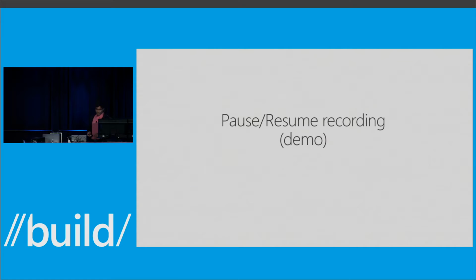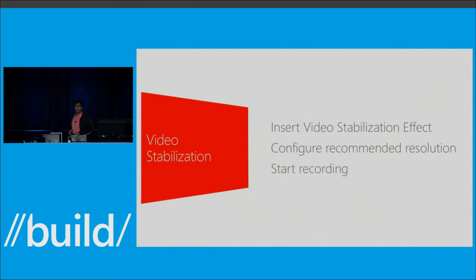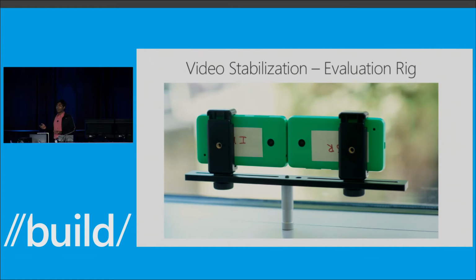OK. So now let's move to another feature that is more powerful than the features that we have seen so far. It's video stabilization. Video stabilization can be enabled very similar to face detection. All you need to do is insert the effect, configure the recommended resolution, and start recording. We will show you a demo video showcasing the stability achieved through video stabilization.